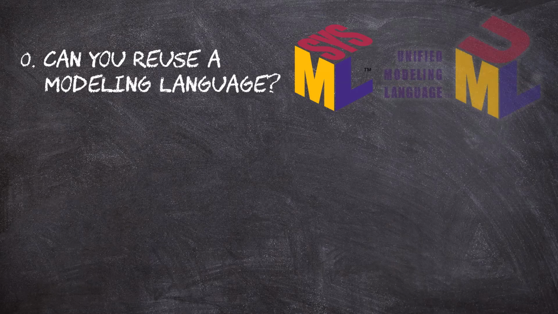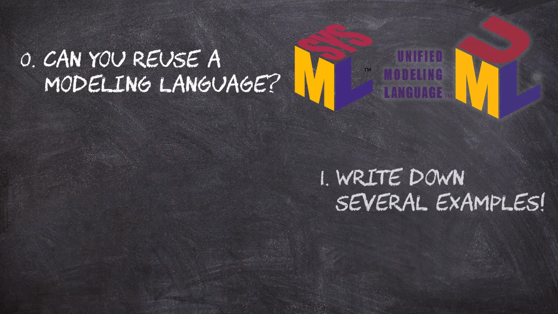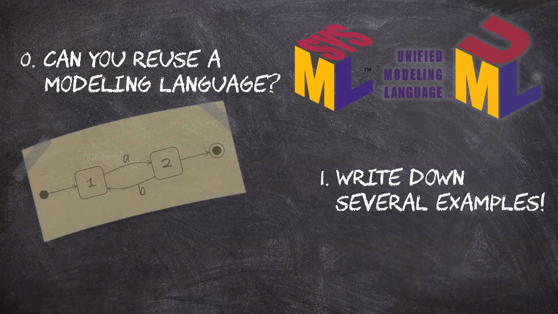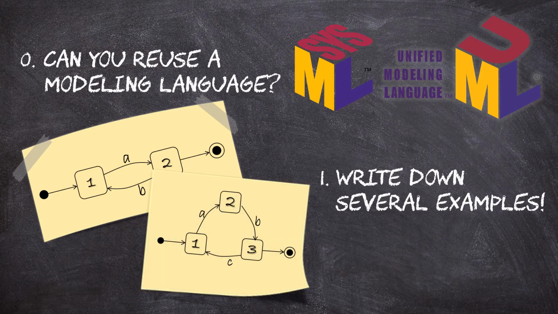Before you even start thinking about designing a new modeling language, you should clarify whether you can reuse an already existing modeling language. If not, there are some basic steps to take in order to ensure that your designed modeling language fulfills all its demands. In our example, we want to develop a language for finite automata. In a first step, you should write down several examples that capture the essential information to be conveyed by models of your domain-specific language. In case of the automata language, this is, for example, every automata has states and transitions.